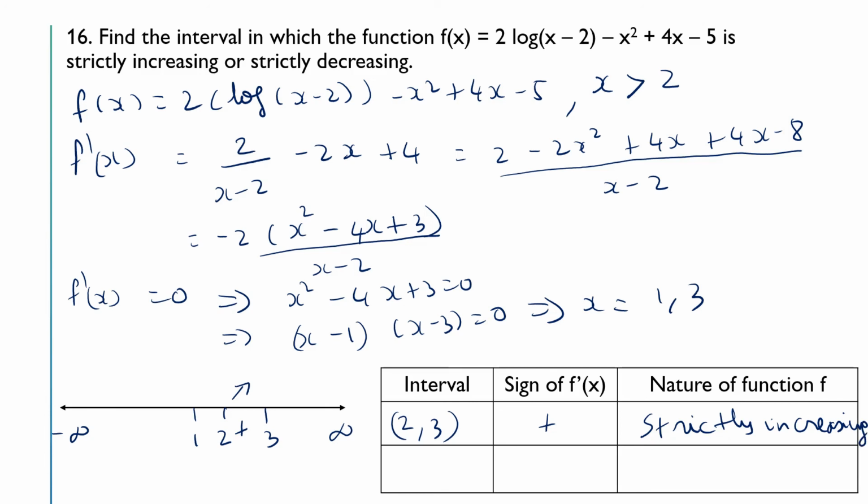Then the next interval is 3 comma infinity. If we substitute a point, say 4, and check in this interval, here we will get the sign of f dash of x as negative, which means the nature of function f is strictly decreasing.